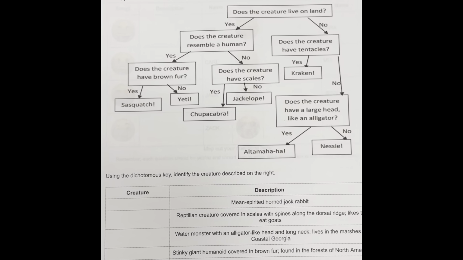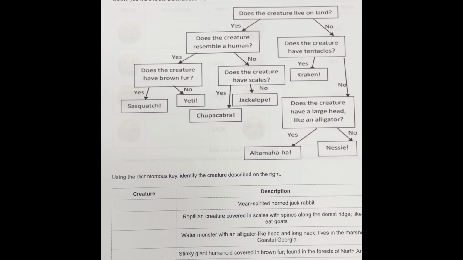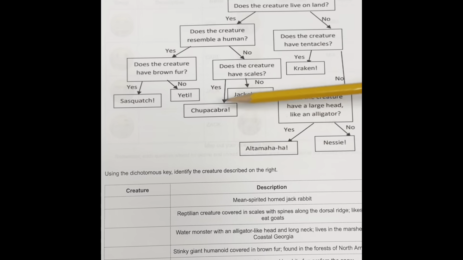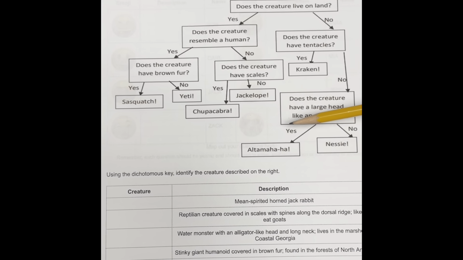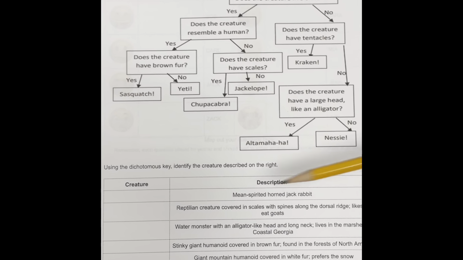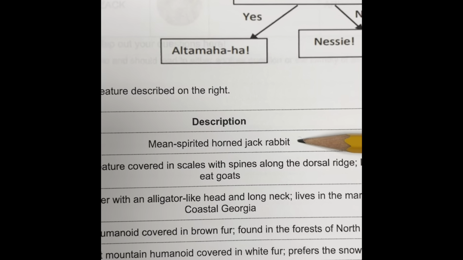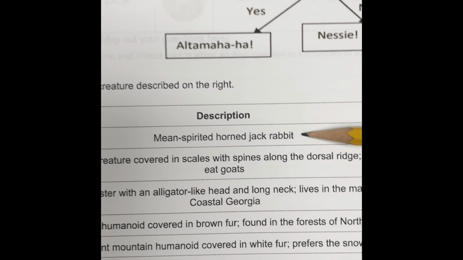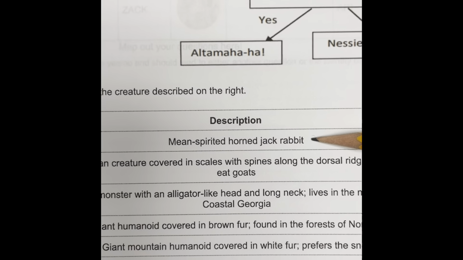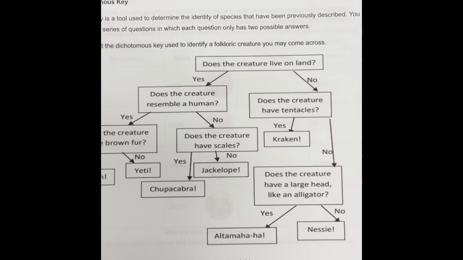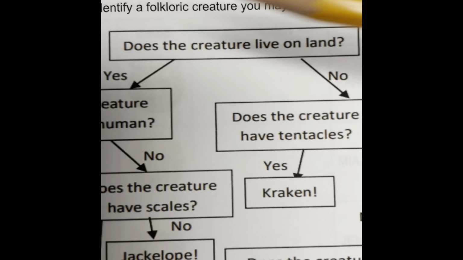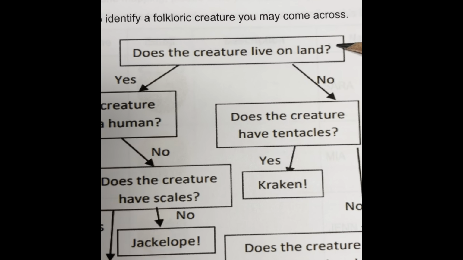Or is your character wearing glasses? And then each question after that, I'm going to get more and more specific. So, for instance, a mean-spirited horned jackrabbit. We could guess and maybe think that we know the answer, but what we're going to do is answer each question. Does the creature live on land?